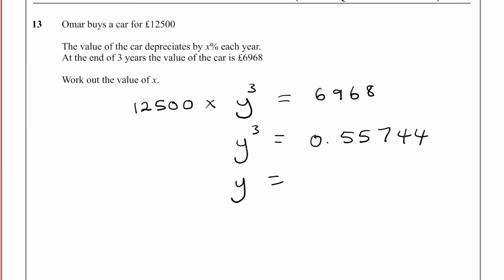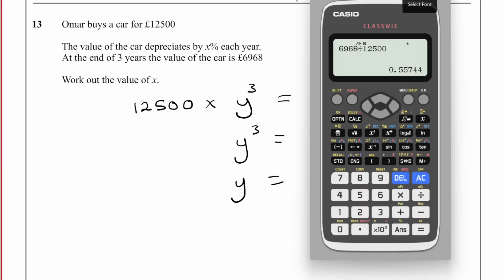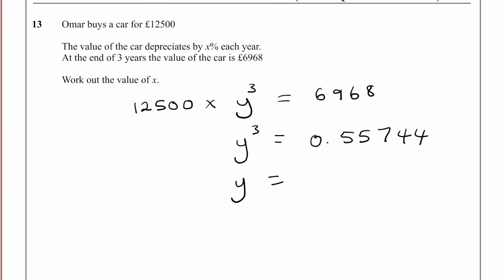If we cube root, we will see what the multiplier is. So the cube root of the answer is 0.823. So that's what we multiply by each year. So what percentage are we taking off to multiply? When we multiply by 0.823, what percentage are we reducing it by?